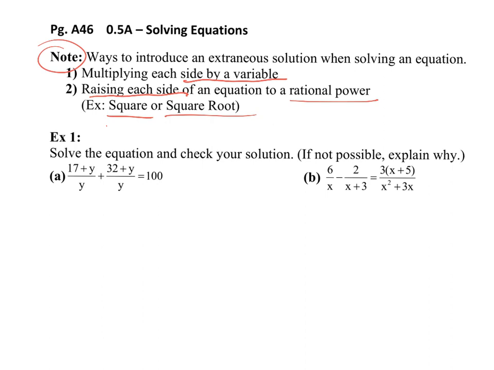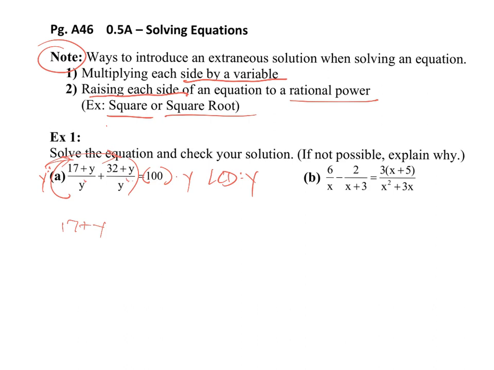All right, so for example 1, solve the equation and check your solution. If not possible, explain why. Okay, so what are we going to do here? I want to get rid of the fractions, so I'll multiply both sides by the LCD, least common denominator. In this case, it's easy to see what it is. It's y.